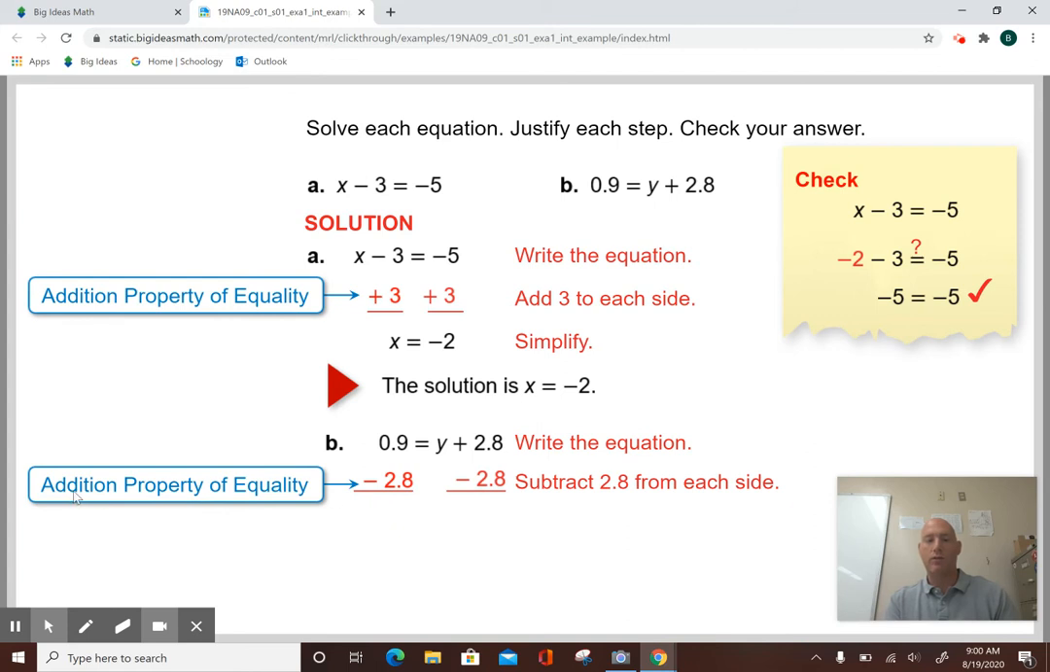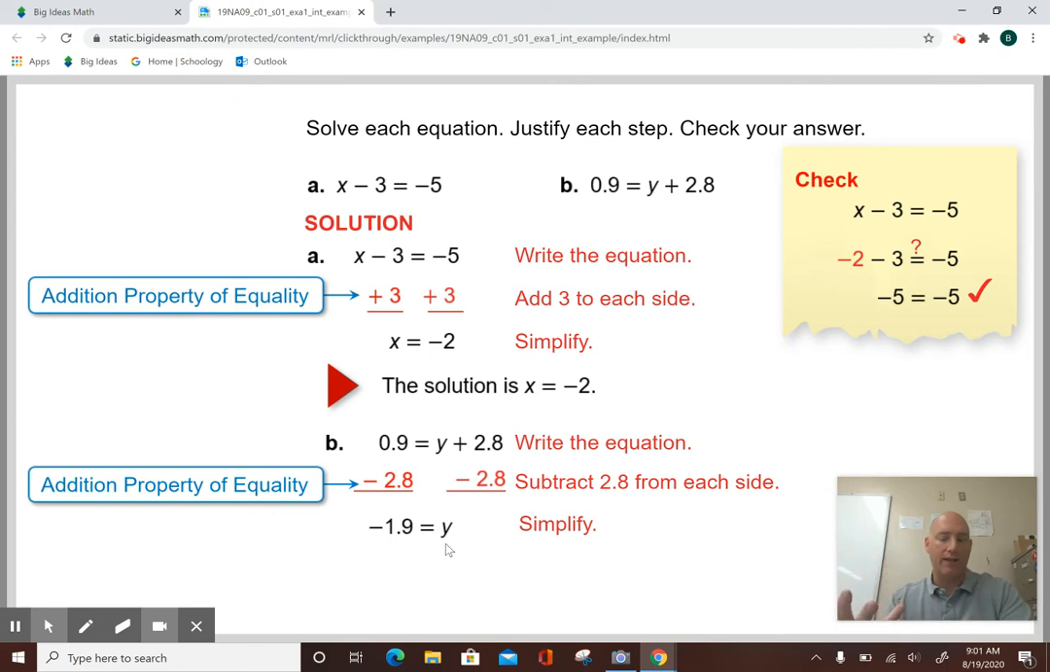Now we're going to use, it says addition property, but this should really be subtraction property of equality. I don't know why the book is wrong on that. So we are going to subtract 2.8 from each side. 0.9 minus 2.8 is negative 1.9. These cancel out, inverse to 0, however you want to say it, and I'm left with y. And it doesn't matter which side your answer is on, negative 1.9 equals y.